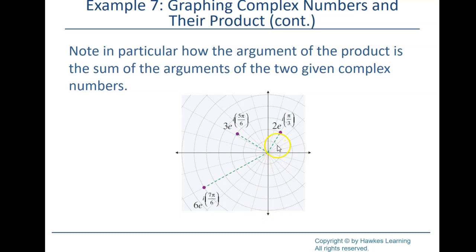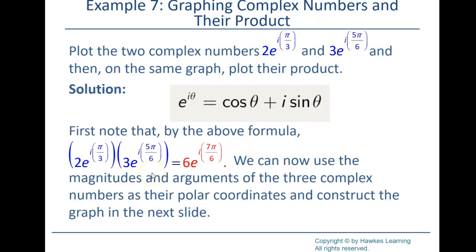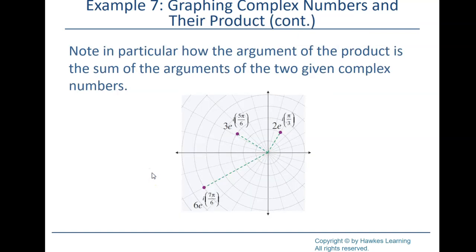Alright, so there's my magnitude: 1, 2, 3, 4, 5, 6. And then there's the angles. Pi over 3, 5 pi over 6. Looks like that should be a little bit further down. Anyway, and then 7 pi over 6. So anyway, that's the idea. We rotate by these angles and we stretch to these magnitudes, and Euler's formula is a way to write that in a nice, more compact notation.